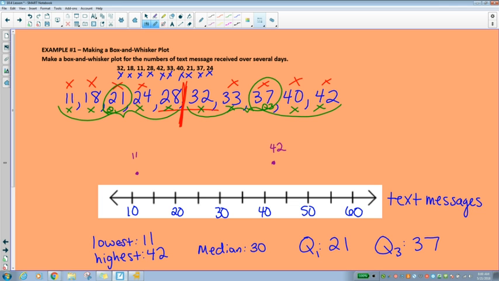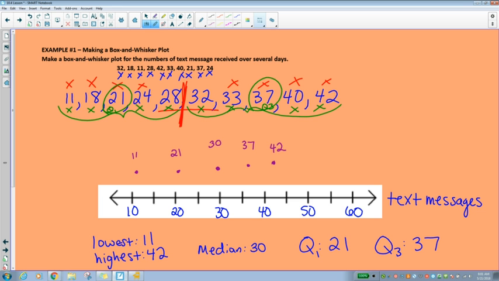Median, I'm going to go ahead and put a dot at 30, and then above it I'm going to put 30. Then 21, and above it I'm writing 21. And then the last one is 37, so between 35 and 40, a little closer to 35, and I'm going to write 37. So I have my 5 dots drawn.